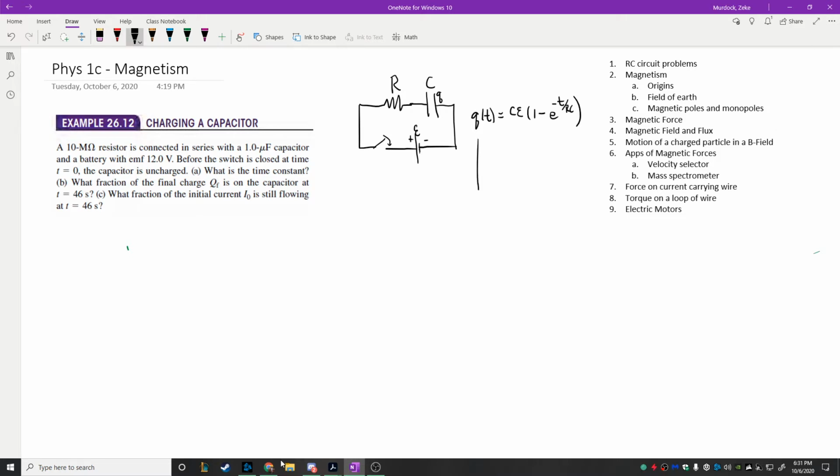Such that if we wanted to plot what it looks like, and we were to plot on the y-axis the charge, and on the x-axis time, then the charge as a function of time looks kind of like this. It asymptotically approaches a maximum charge, and the maximum charge is given by that. Q max is equal to the capacitance multiplied by the EMF. And we want to use this idea to describe how to solve this problem right here.